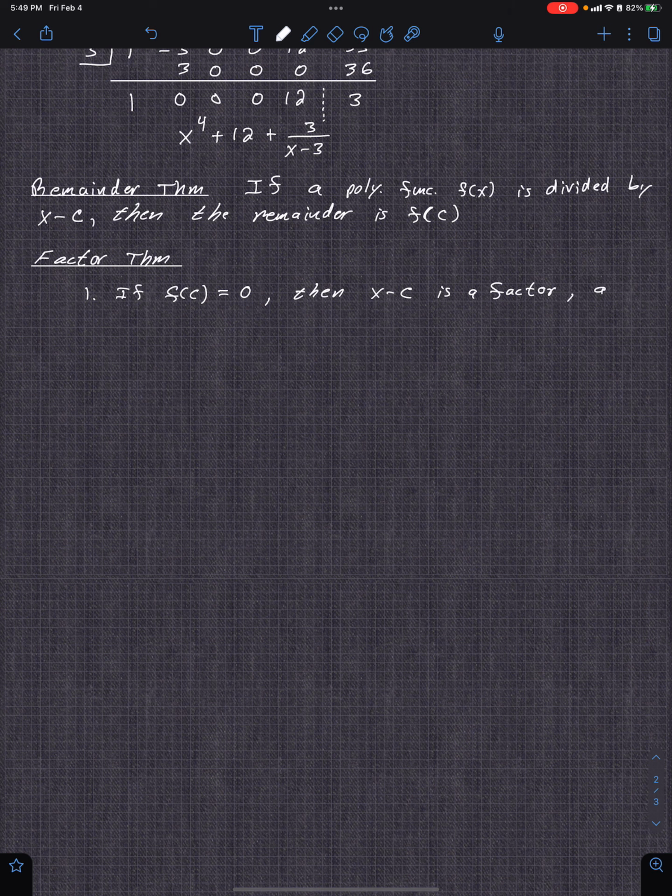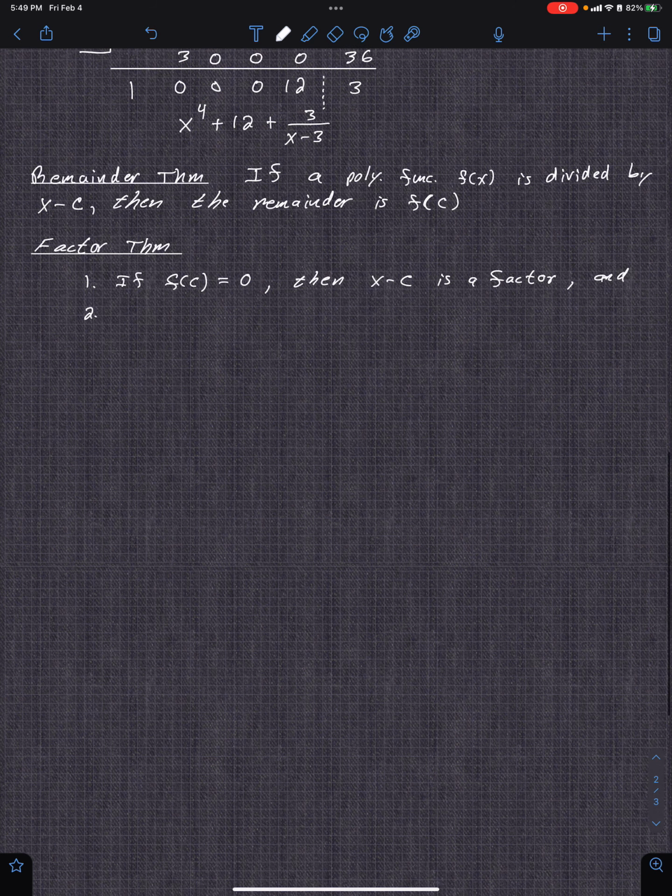And it goes the other direction as well. So this is what we call an if and only if statement. If x minus c is a factor, then f of c must equal 0.